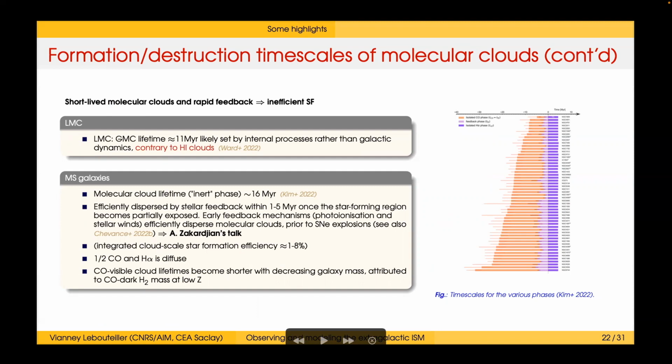Typical results are that in the LMC, the GMC lifetime, giant molecular cloud lifetime, is about 11 million years. In a bunch of main sequence galaxies, it's about 16, with a wide range of values. These are the orange bars here. And this range of values seems to correlate with the stellar mass, and it's thought to be attributed to the CO-dark molecular gas at low metallicity. But the key point is that the stellar feedback happens on very short timescales, 1 to 5 million years. This is the light purple here. And so early feedback mechanisms efficiently disperse the molecular clouds even prior to the supernova explosions.